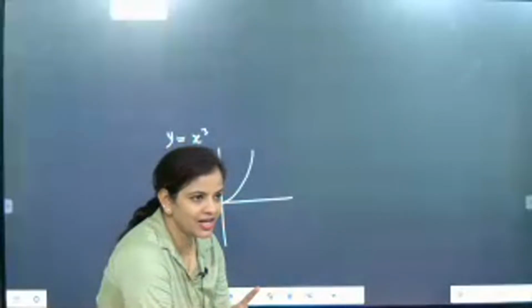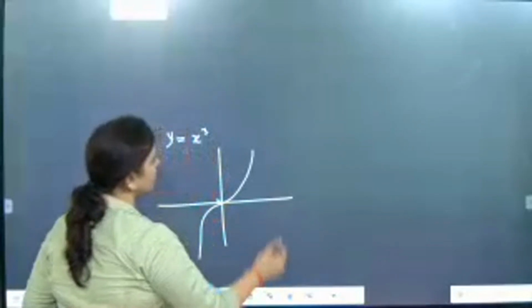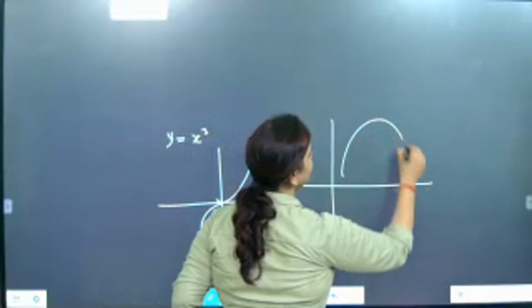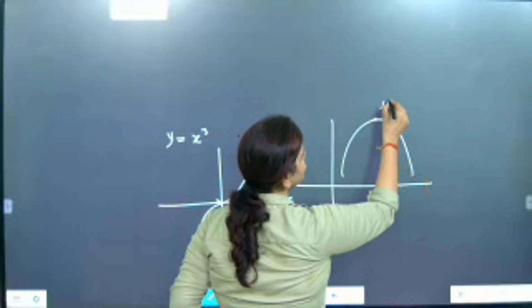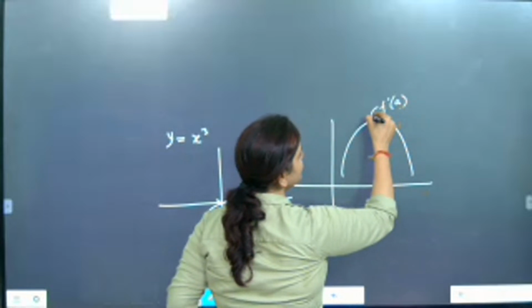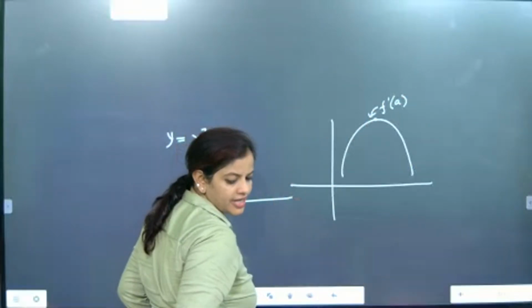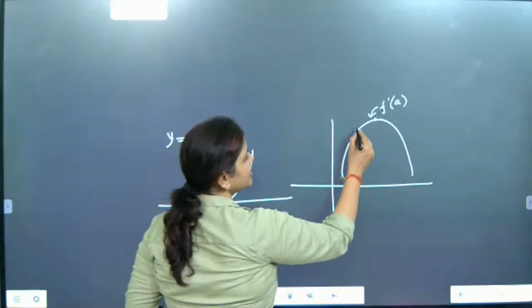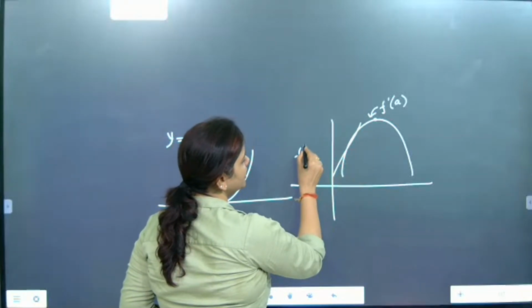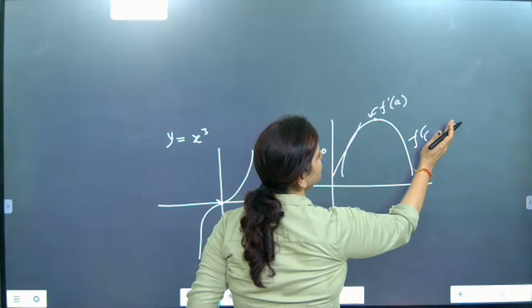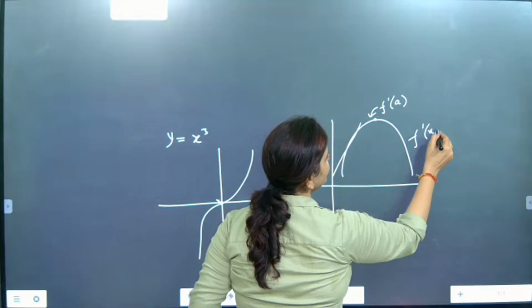Last class we already discussed this. Now we are going to talk about this graph that I have just drawn. Again I am drawing. This point will be exactly f dash a. This point is considered as the critical point. Here f dash x will be greater than 0, and on this part f dash x will be less than 0.